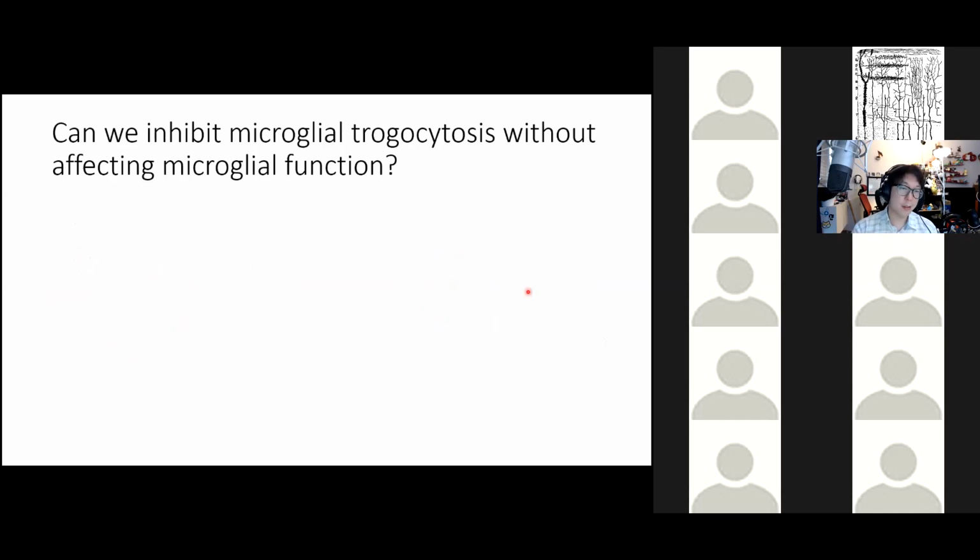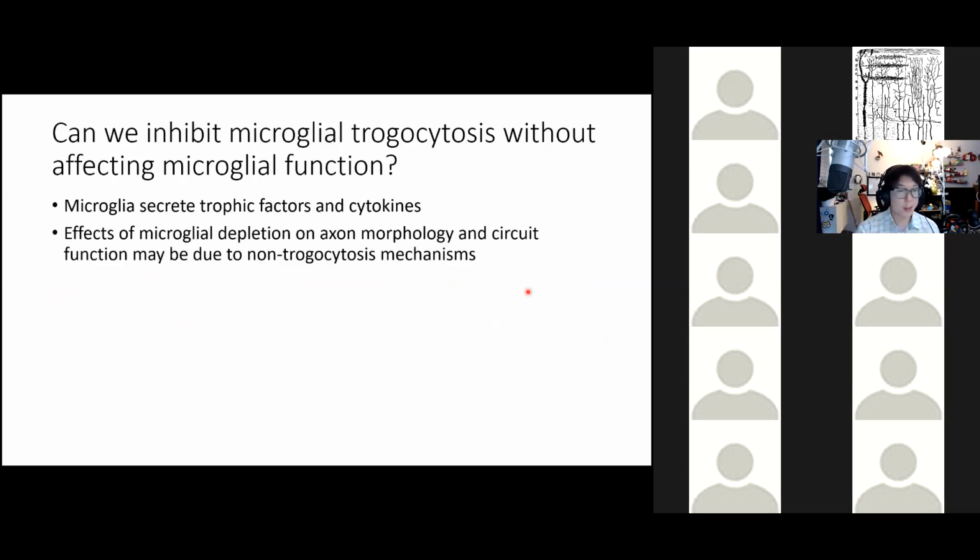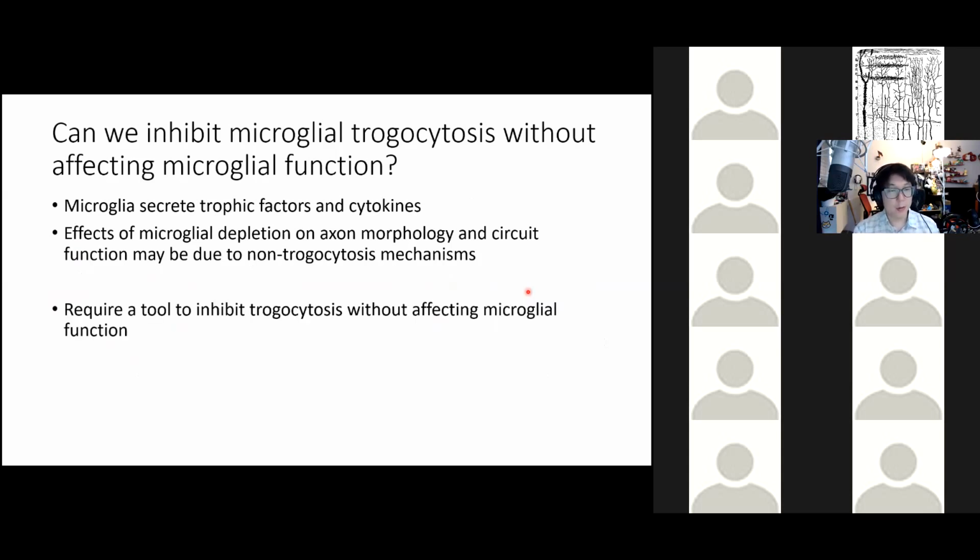So for example, it's known that microglia cells secrete trophic factors and cytokines, which can affect circuit function. Therefore, it's possible that the effects of microglial depletion are due to non-trogocytotic mechanisms. So what we need is a tool to inhibit trogocytosis without affecting microglia function.